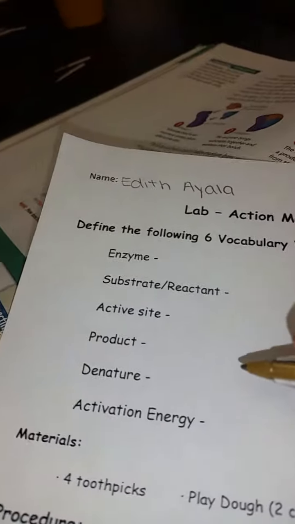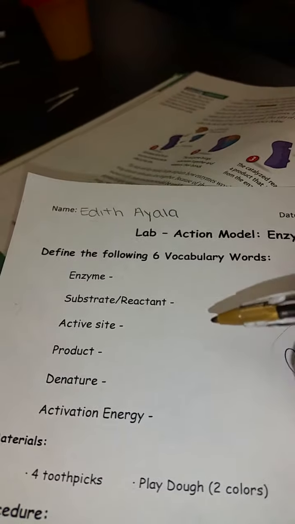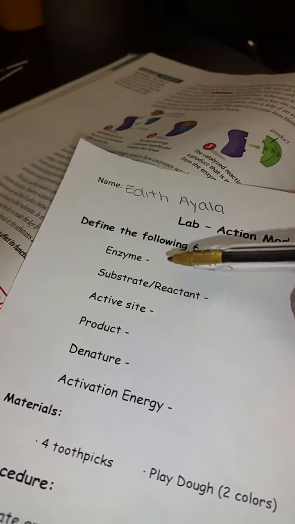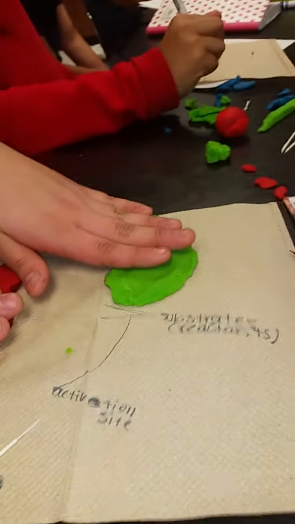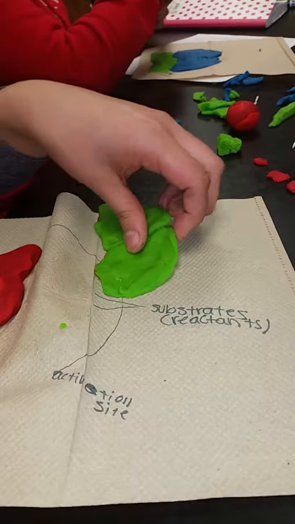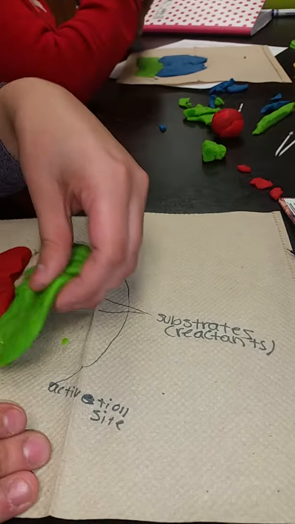What happens at the beginning of the reaction? What do we have at the beginning of the reaction? We have just a simple enzyme and then a substrate. But then it has a specific size, so they have to find the enzyme that matches.